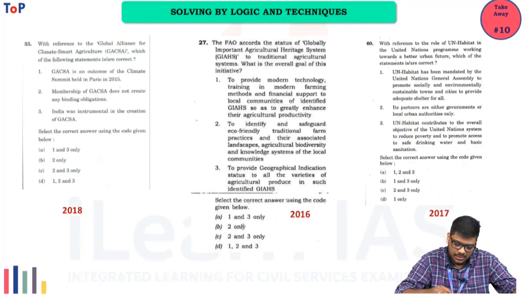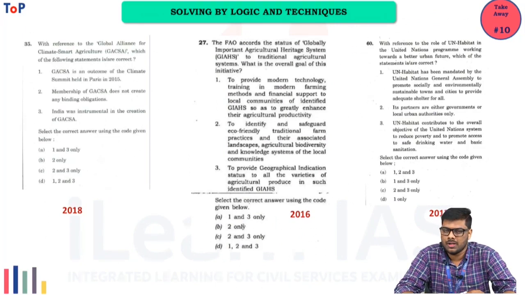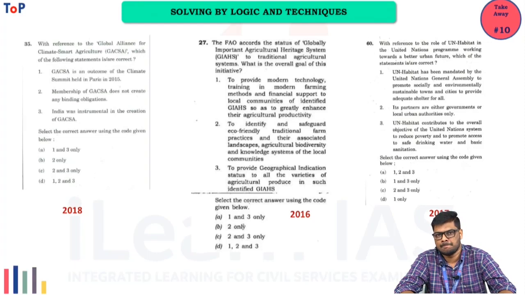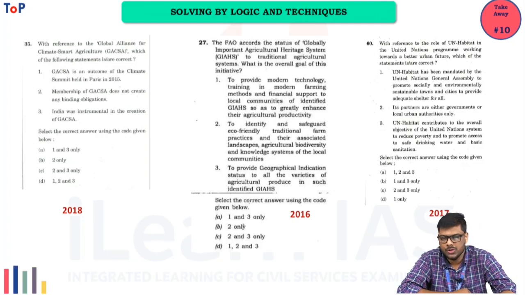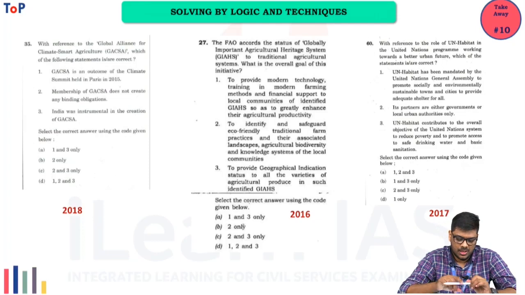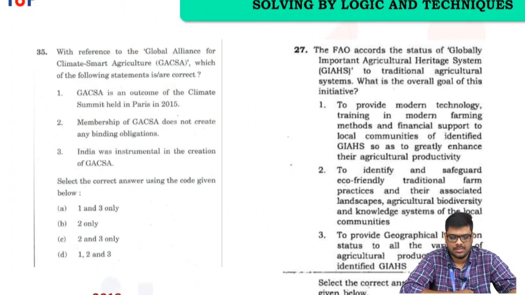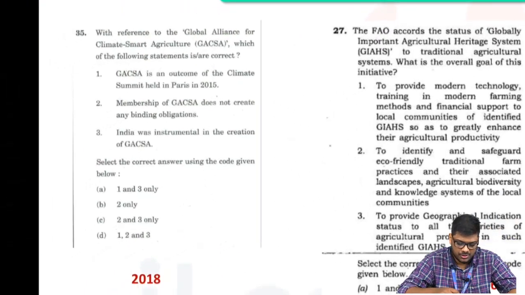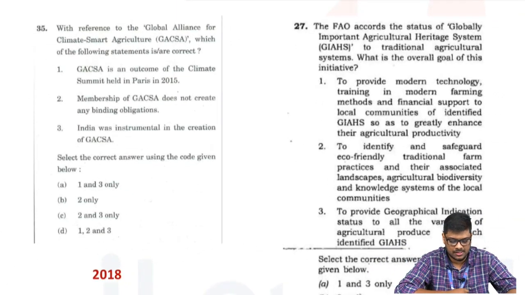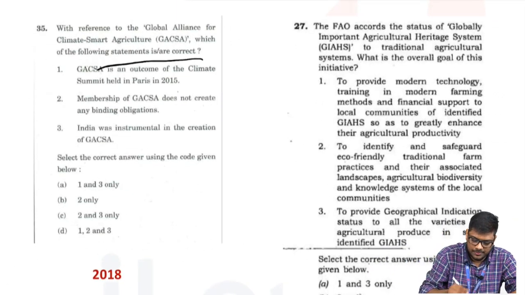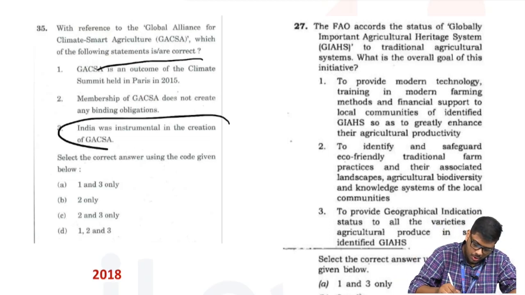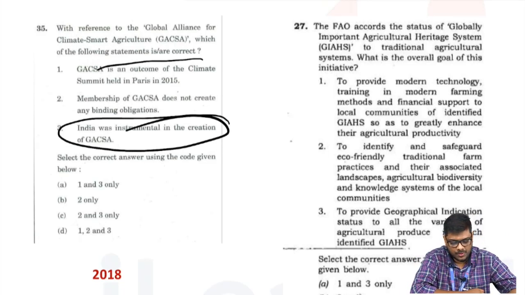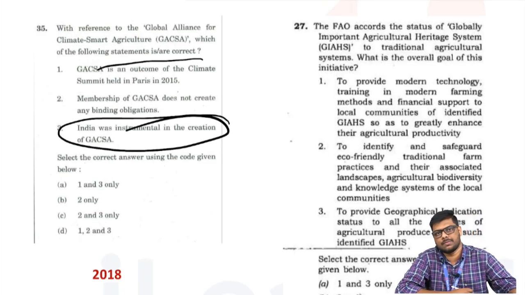And here are some questions which can be solved using logic and techniques. Other than Rio conventions and the big three, here are some questions which can be solved by using logic and techniques. Read the first question, GACSA. This question was regarding GACSA, with reference to global climate change and climate smart agriculture. Which of the following statements is or are correct? How will you answer this particular question? Go for the third statement: India was instrumental in the creation of GACSA.